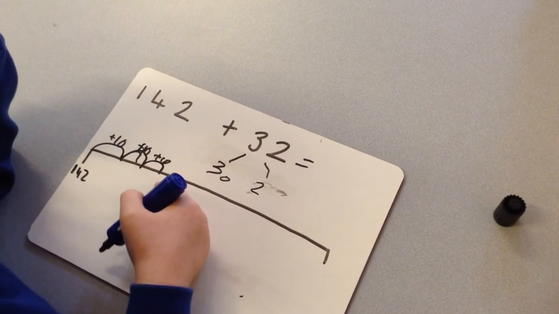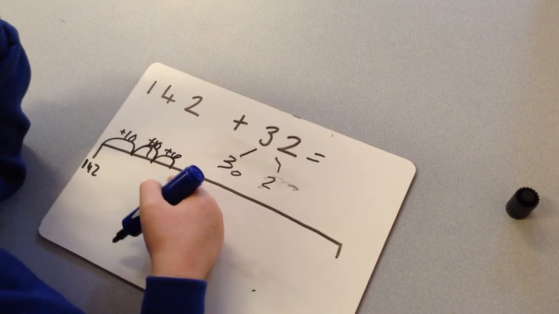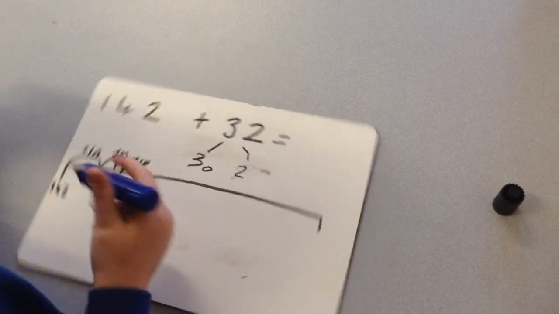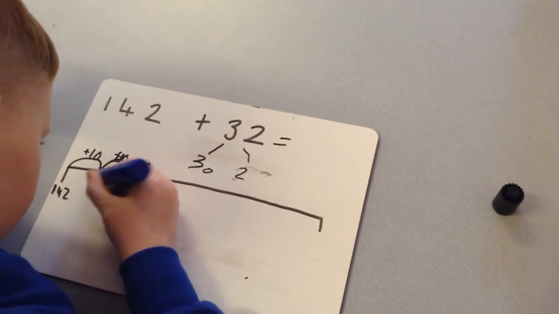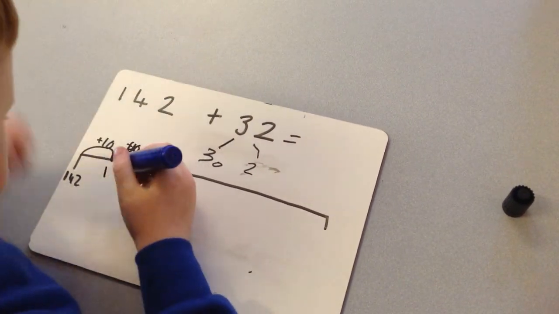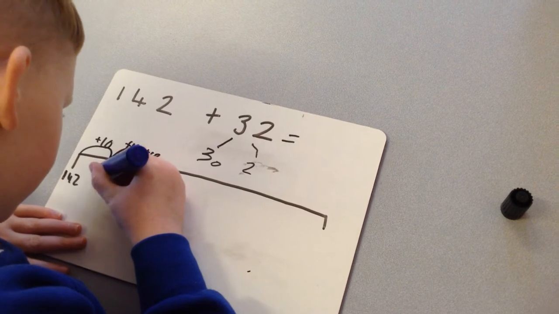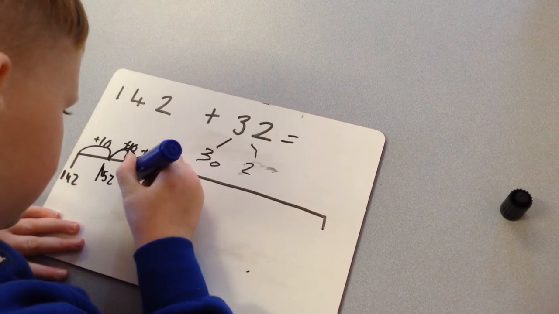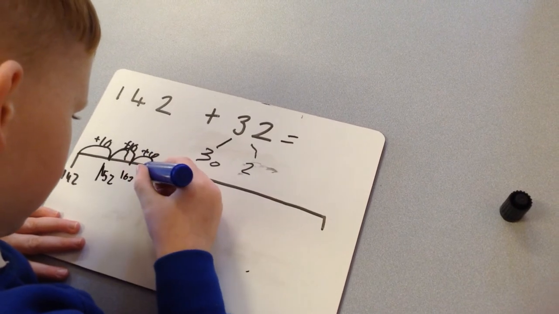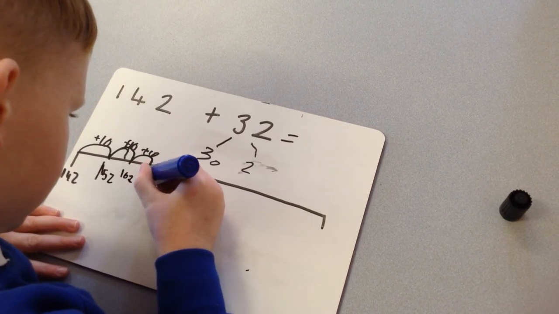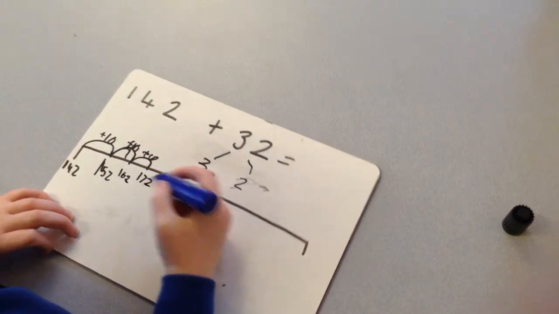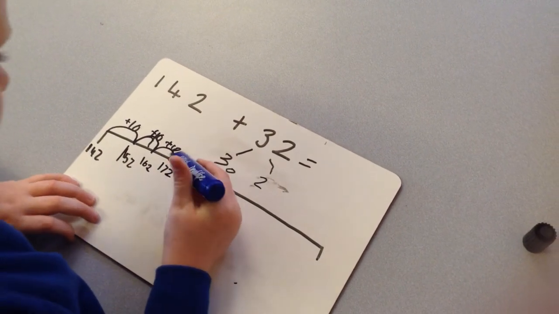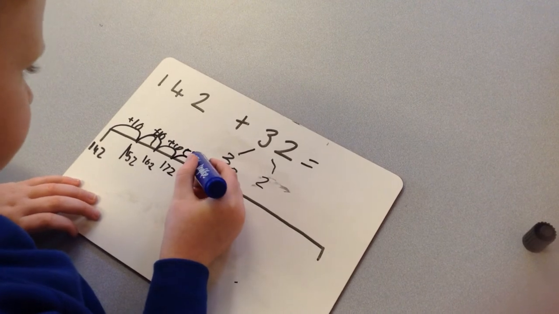I've done them. But you haven't written the answers. I know, because I don't want the one. Oh, yeah. One. Excellent. And then what's your next jump going to be? Jump of two. Excellent.